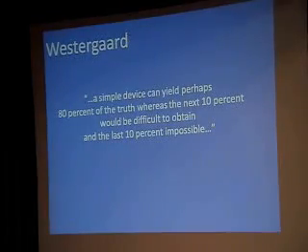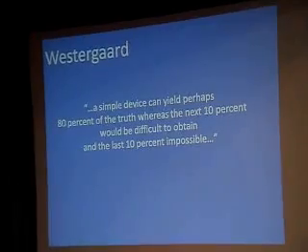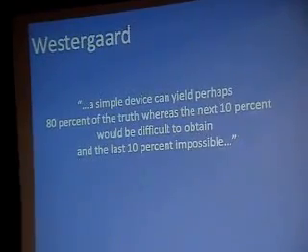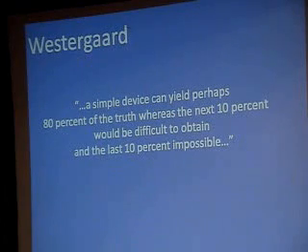He said, sort of like what Hardy Cross said, a simple device can yield perhaps 80% of the truth, whereas the next 10% is difficult to obtain, and the last 10% impossible. In a way, he was confirming what Hardy Cross had said, but in a more scientific way. In a way, he was saying, if you're going to be wrong anyway, be wrong the easy way, because you can never, well, I shouldn't say never, because that's a very strong word, but you can never be perfect every time. And yet, he himself was a perfect mathematician and mechanician.